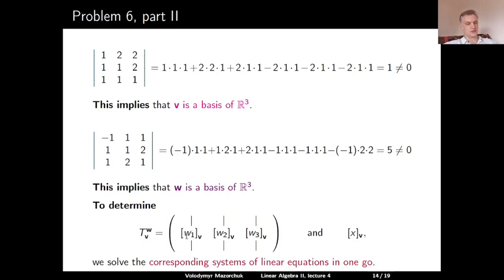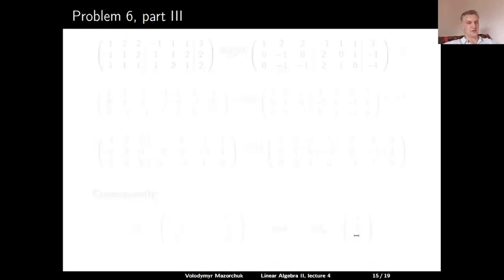The first problem is for w1, the second for w2, the third is for w3, and the fourth is for x. And again, we write one big matrix and solve all these problems in one go. So here we have the matrix for v1, v2, v3. Here we have the matrix for w1, w2, and w3. And here we have a column for x. So we reduce this matrix to a row echelon form using Gauss elimination.